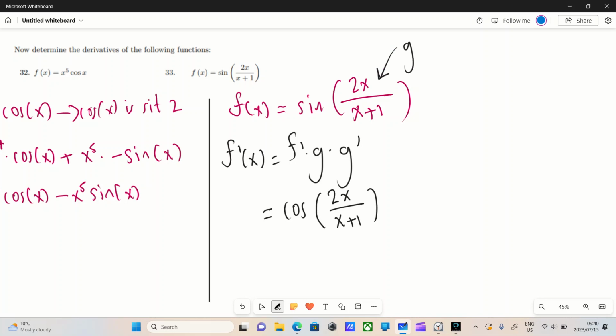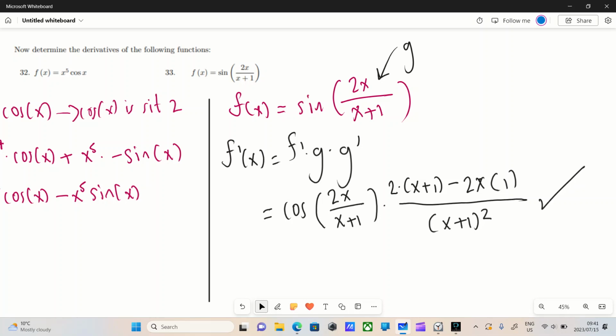This is where we use the quotient rule, which states that we take the derivative of the top, so the derivative of 2x would be 2 multiplied by the bottom, x plus 1, minus the top multiplied by the derivative of the bottom, which is just 1, all over the bottom squared. And this is our function. And we can leave it this way. You don't need to go and expand. This is fine. That's perfect.